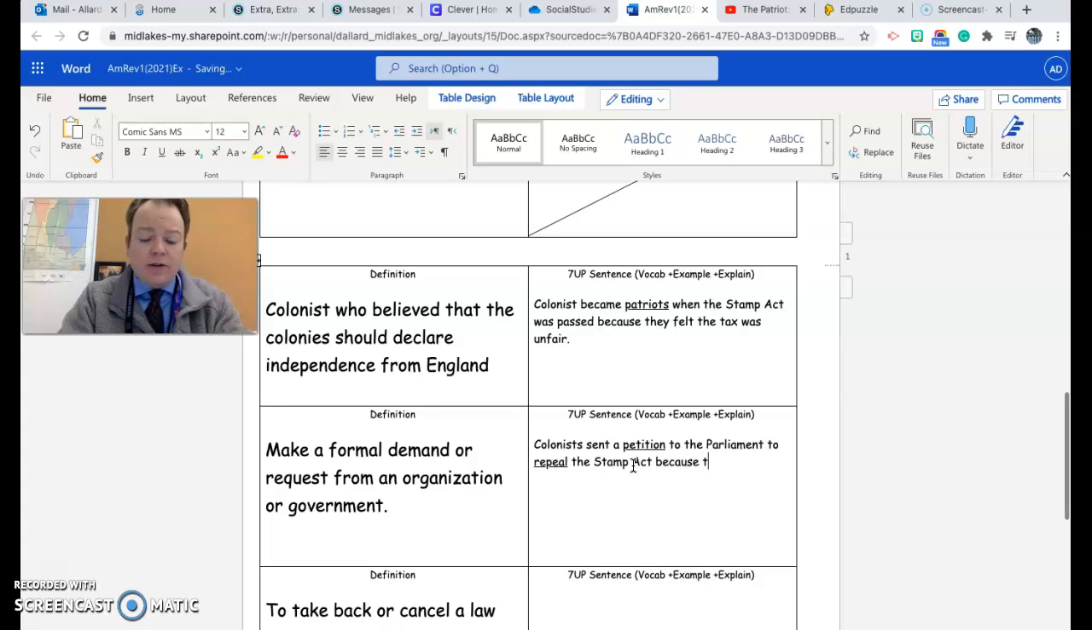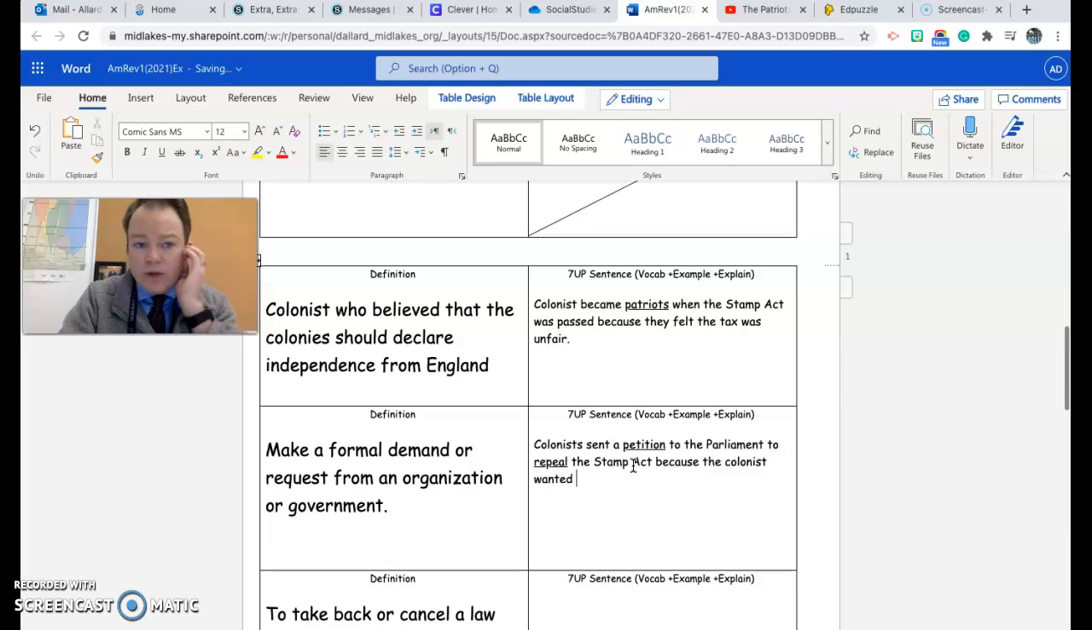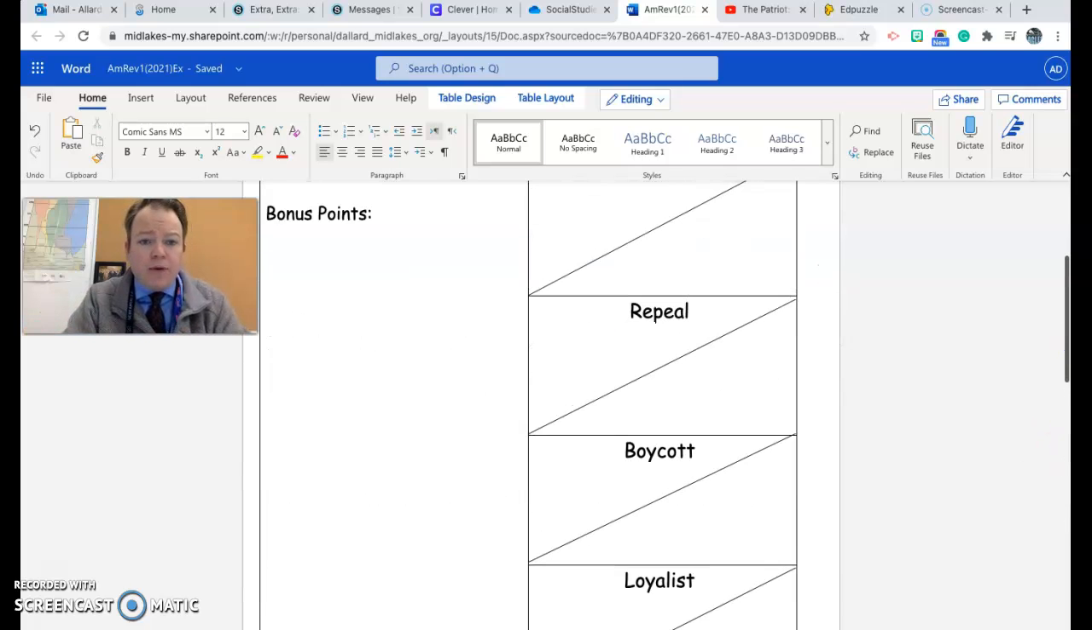because the colonists wanted to be able to vote on the act, right? That was a big deal. No taxation without representation. Now, as you get flowing with this, I'm not saying this is going to happen this fast for you guys, but as you get flowing with this, guess what? This can become your next template. My next word is repeal, right? So I've got my word repeal there.